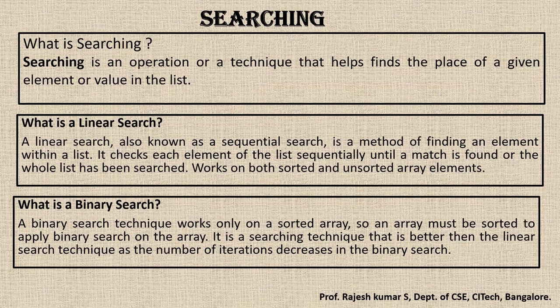What is linear search? Linear search is a process where we find a given element in the list of elements sequentially, that is one after the other, until the element is found or until we reach the end of the list. Linear search works on both sorted and unsorted arrays. A sorted array means the elements are arranged in a particular manner. An unsorted array means the elements are arranged in a random fashion.